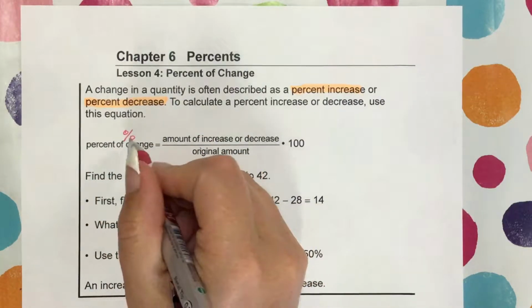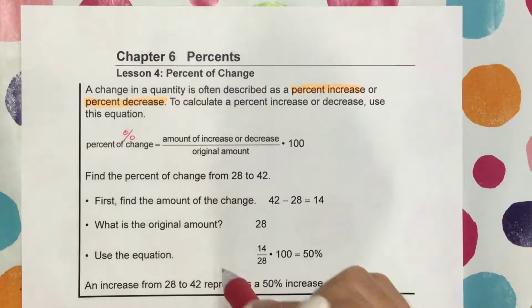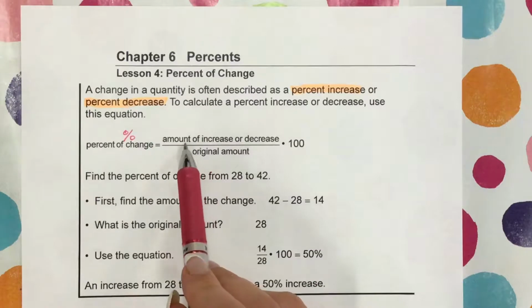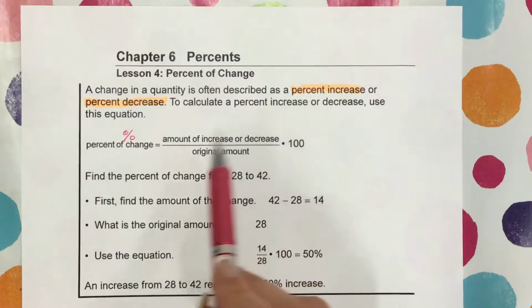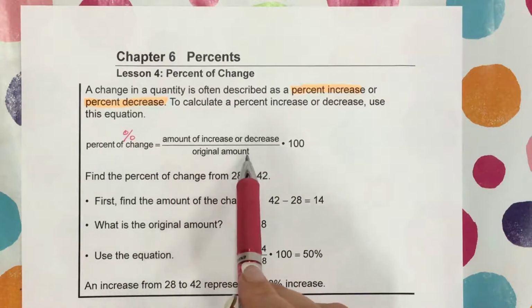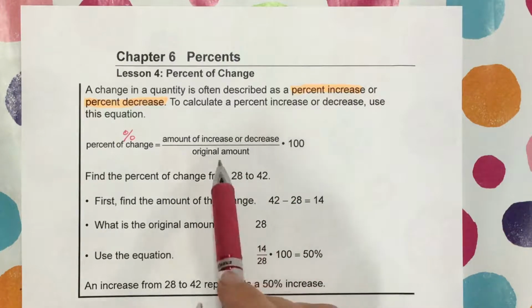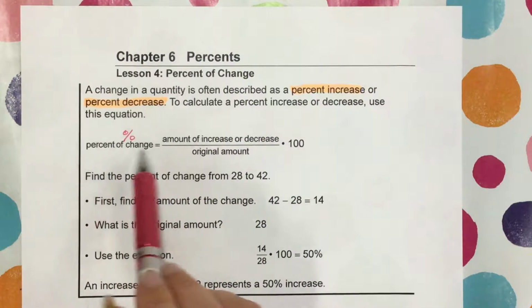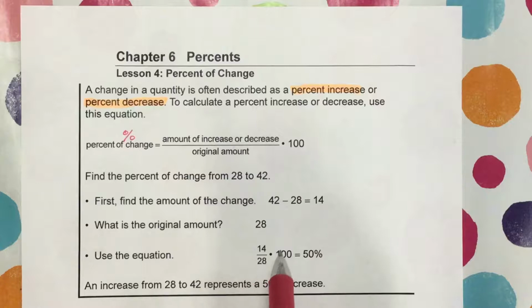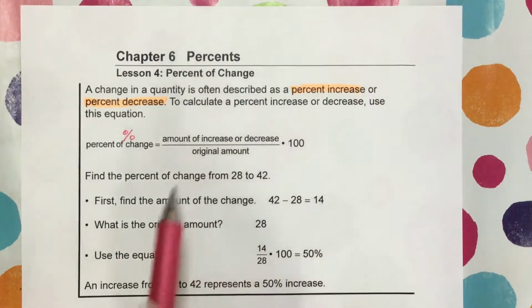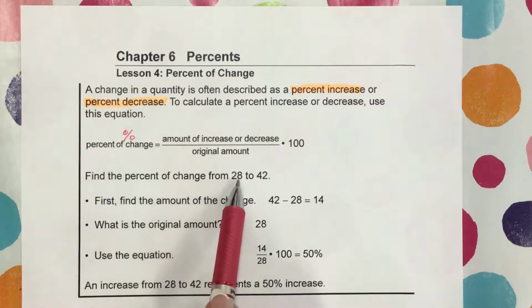So whatever you get, you can just put a percentage on the end of it because that's what the answer is: the amount of increase or decrease divided by the original amount multiplied by 100. That's how you find the percent of change in the form of a percentage. So let's go ahead and look at the percent of change from 28 to 42.